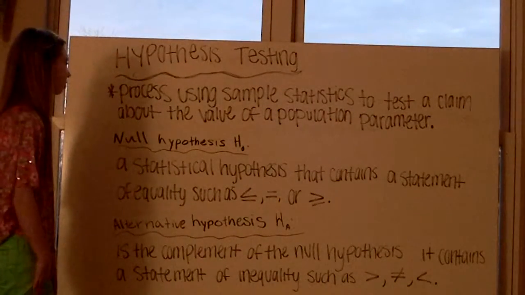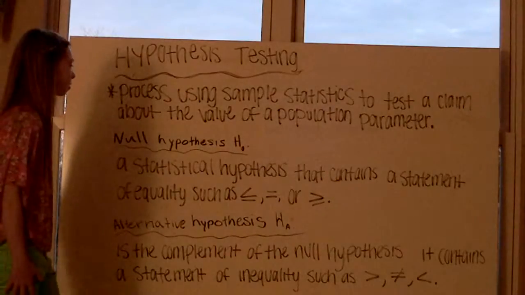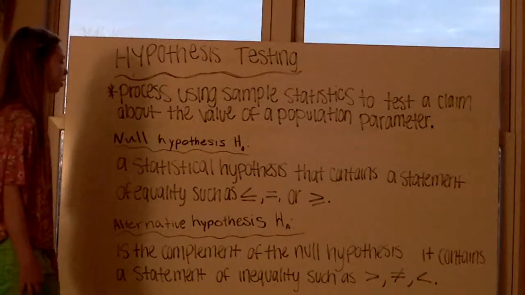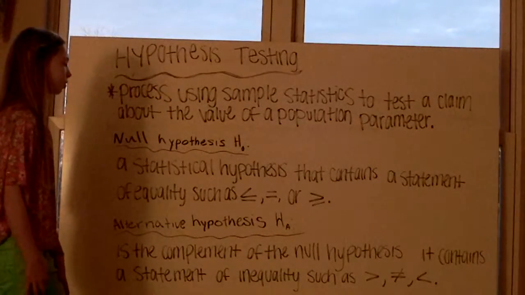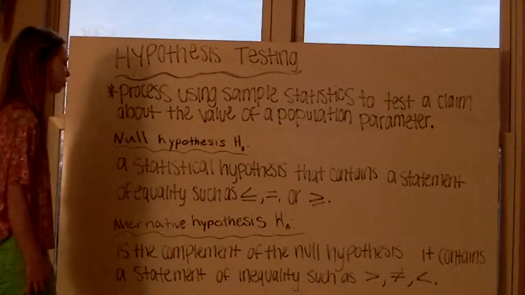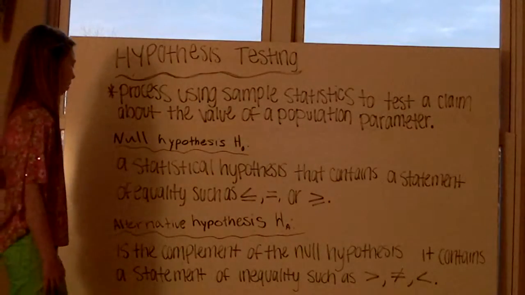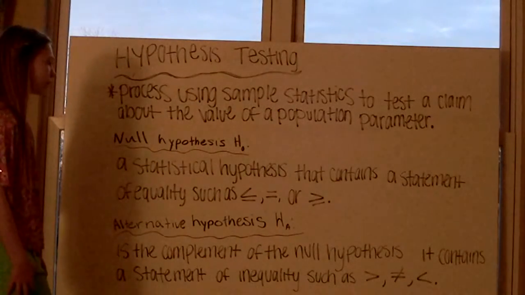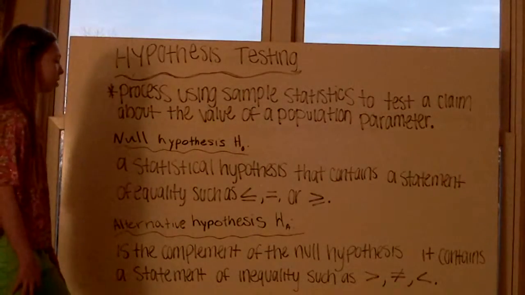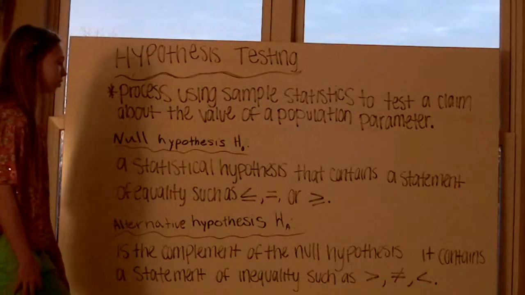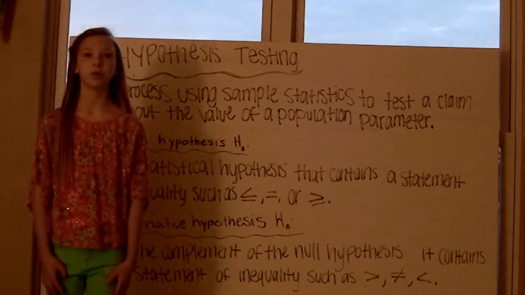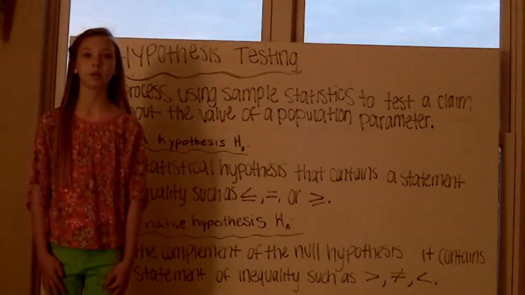Null hypothesis, H0. A statistical hypothesis that contains a statement of equality such as greater than or equal to, equal to, or less than or equal to. Alternative hypothesis, HA, is the complement of the null hypothesis. It contains a statement of inequality such as greater than, not equal to, or less than. This statement must be true if the null is false.